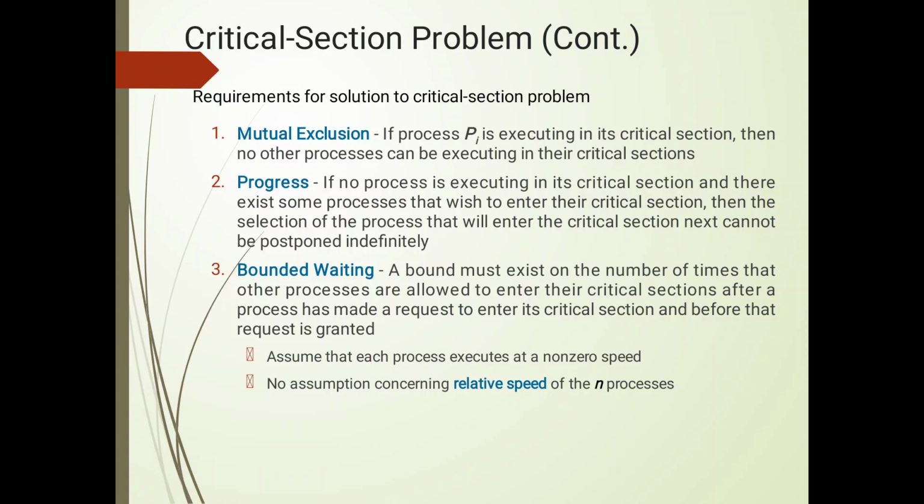Progress: if no process is executing in its critical section and there exist some processes that wish to enter their critical section, then the selection of the process that will enter the critical section next cannot be postponed indefinitely. Bounded waiting: a bound must exist on the number of times that other processes are allowed to enter their critical sections after a process has made a request to enter its critical section and before that request is granted.